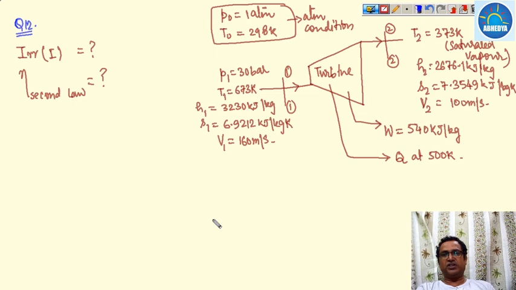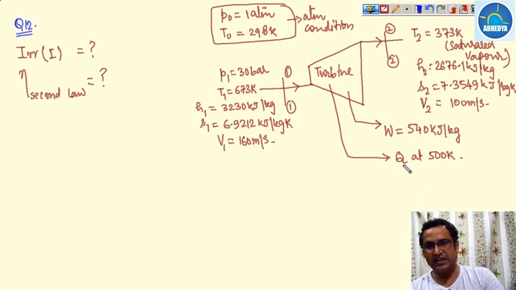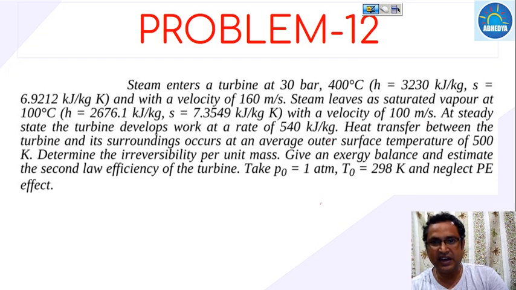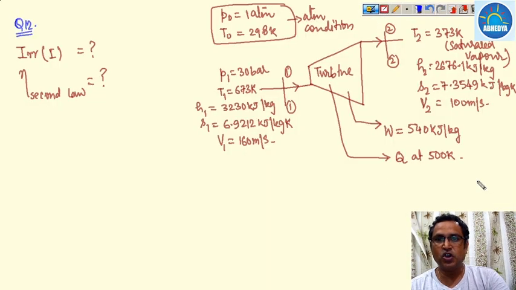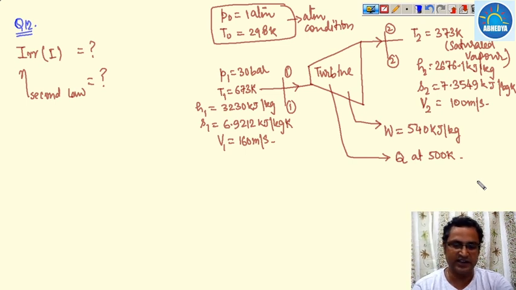Okay, so this is basically your question of turbine, and heat is rejected at 500 Kelvin, and the value is not being given, at an average outer surface temperature of 500 Kelvin. So first we use the first law of thermodynamics, and with the help of it write down the energy balance equation.